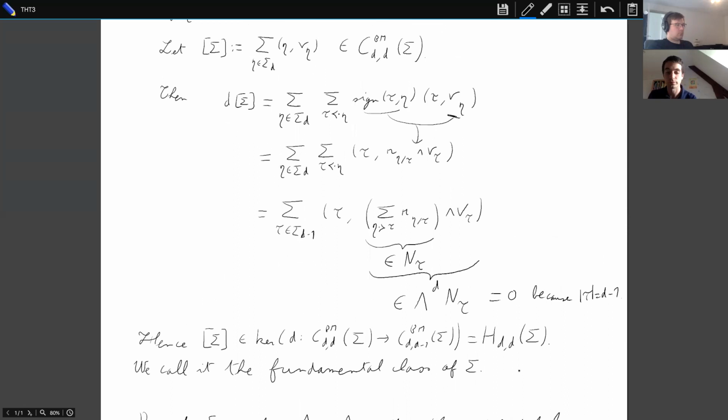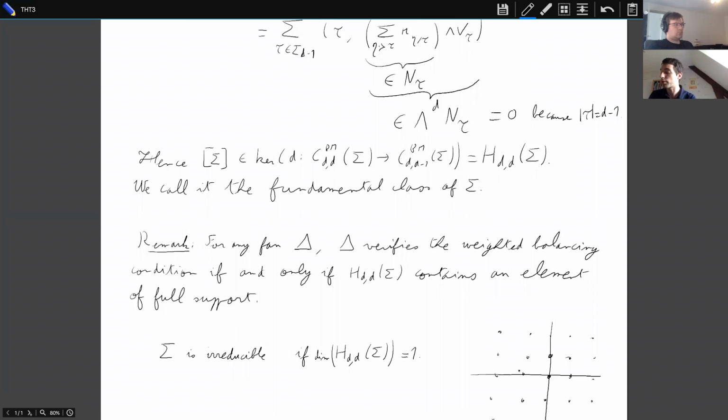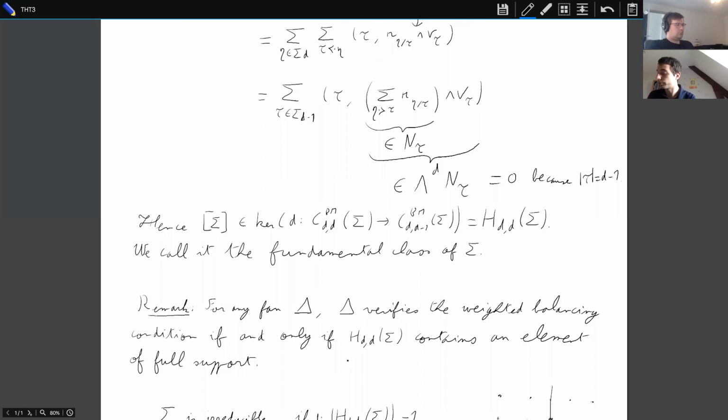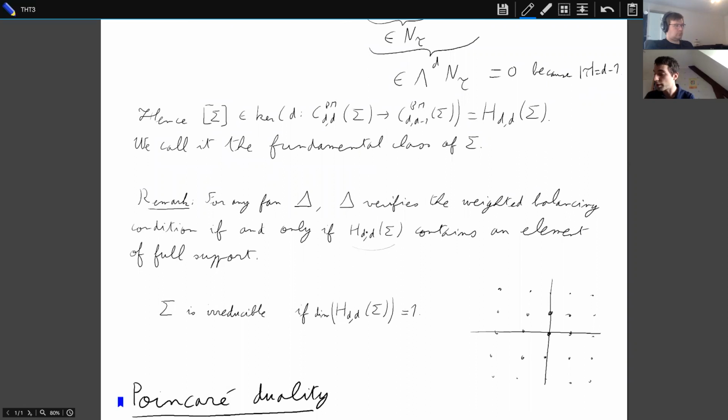We need the fundamental class to define Poincaré duality. And so more or less, you see that we have an equivalence between having an element in HDT of sigma, which has full support, and the balancing condition. Okay, it's more or less what I explained above. So this is non-empty if you are balanced, if you are tropical. And if the dimension is exactly one, then you say that sigma is irreducible. So for instance, it's not the case here if you take the cross, because you have a tropical cycle here. If you put this vector here and this vector here, you have another tropical cycle here. So this is not irreducible, and so it will not be smooth.